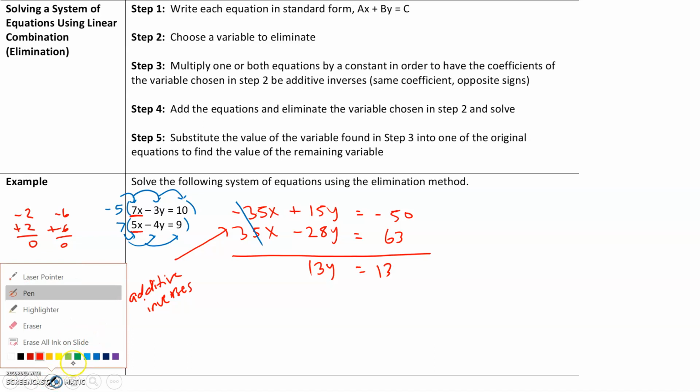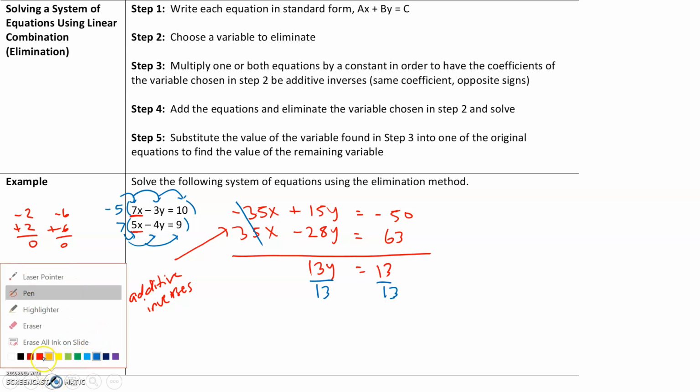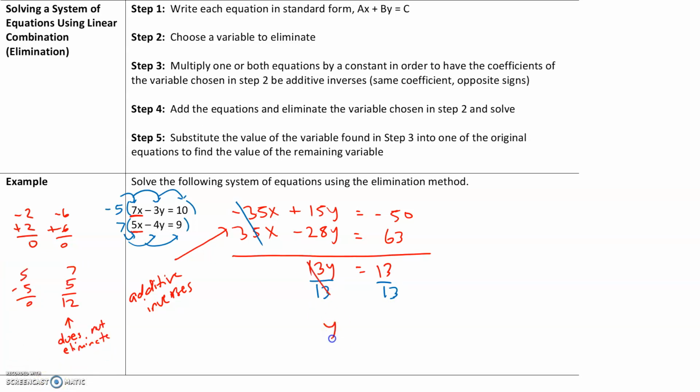And to solve for y, if I divide by 13, then that yields y equals 1. But I'm not quite done yet because I still have to find x.